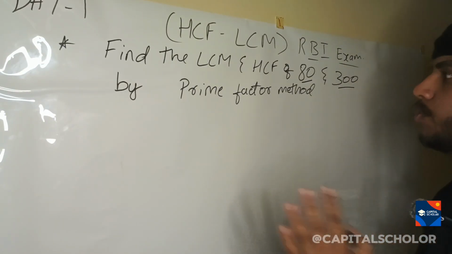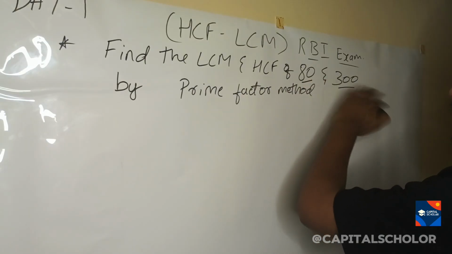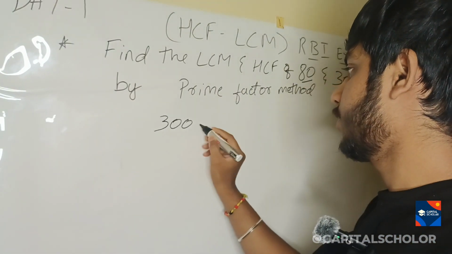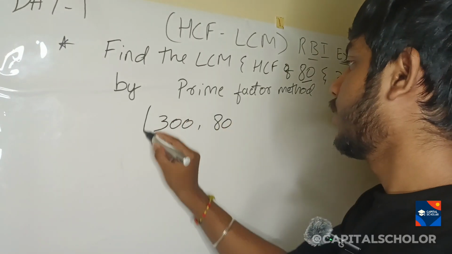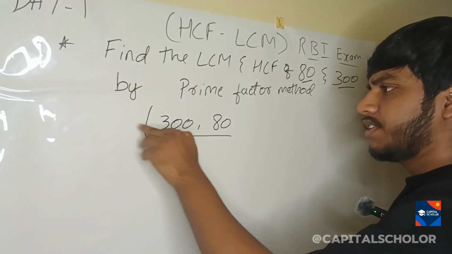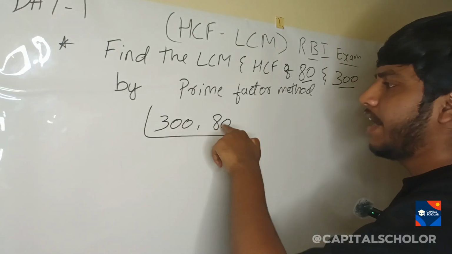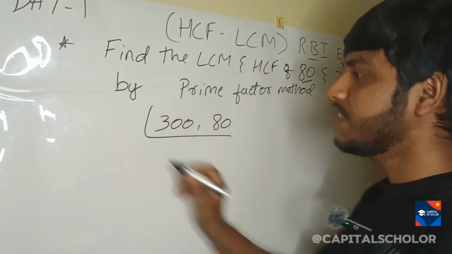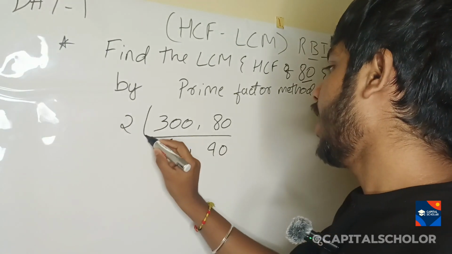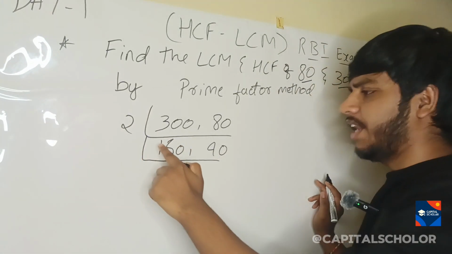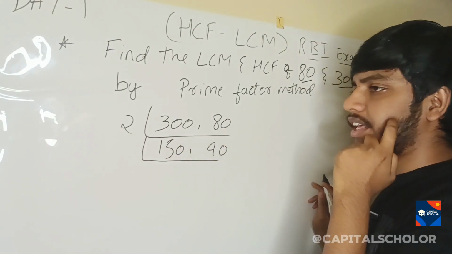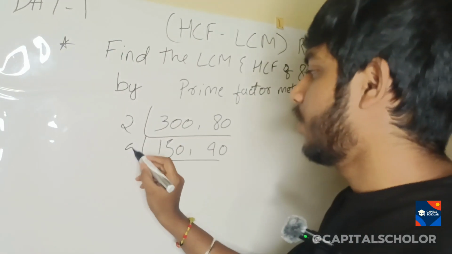So first I will do the LCM and HCF of 80 and 300. First I will do the HCF. Take 300 and 80: any number which divides both. First I will take the easy one, which is 2. That gives 150 and 40, and any number which divides 150 and 40 is, I think, 5.